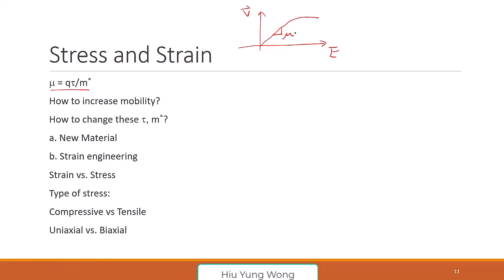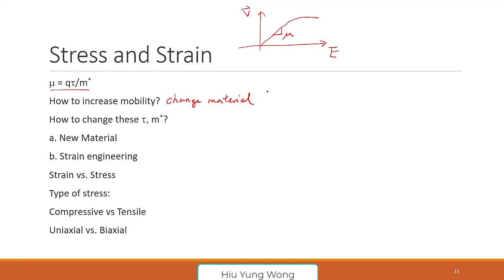It depends on two things I just told you, right? One is the scattering time, one is the effective mass. So how can we increase the mobility? You almost cannot do anything. Why? Because they're just material properties, right? Change material. Well, silicon is not good enough, too heavy, tau is too small, m is too large, then change it.